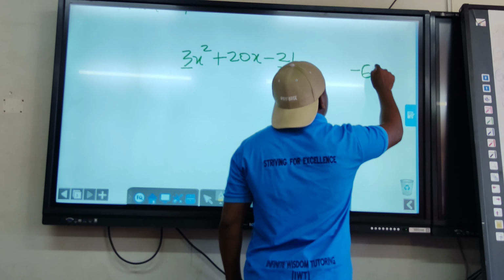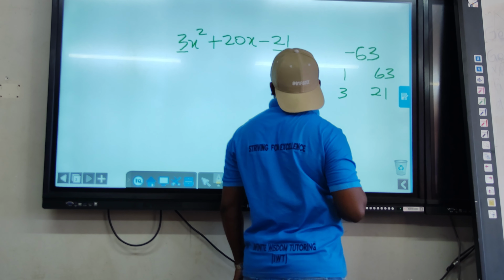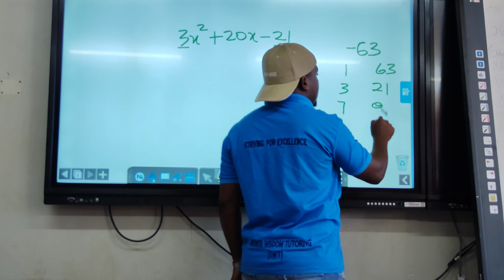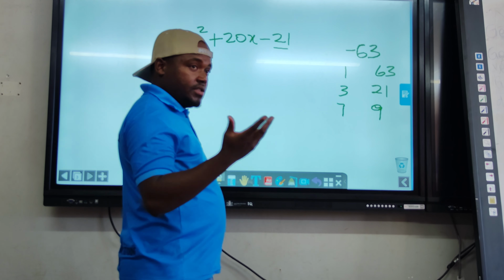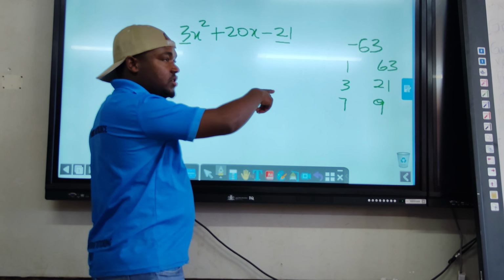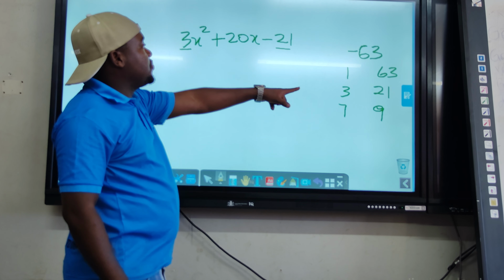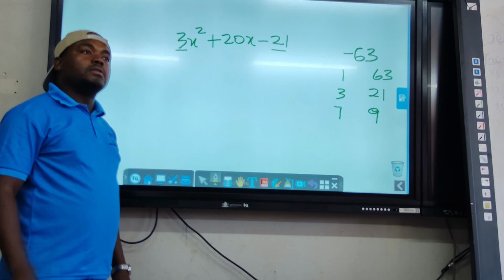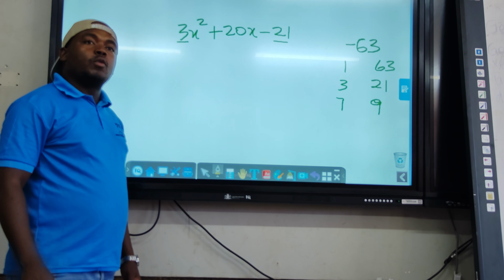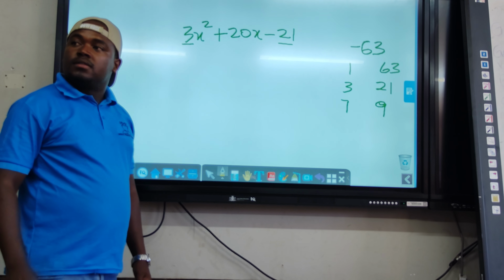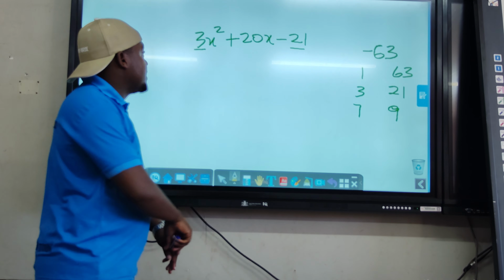Negative 63. What are the factors of 63? 1 and 63. What else? Can we call them quick? 1 and 63, and 3 and 21, 7 and 9. Any other? 8 doesn't go in, so you will go to 9, which will be 9 and 7. So now I check which pair can give me 20 when I add or subtract, that will give me the middle number.